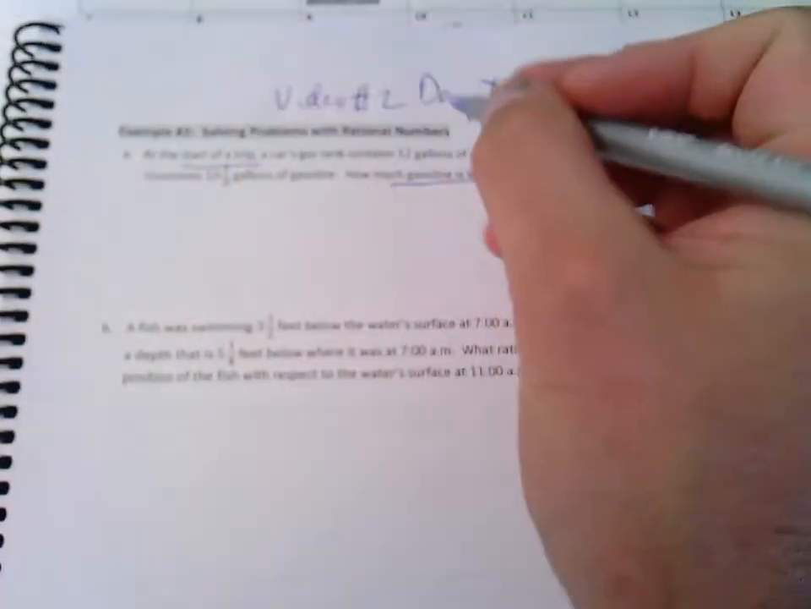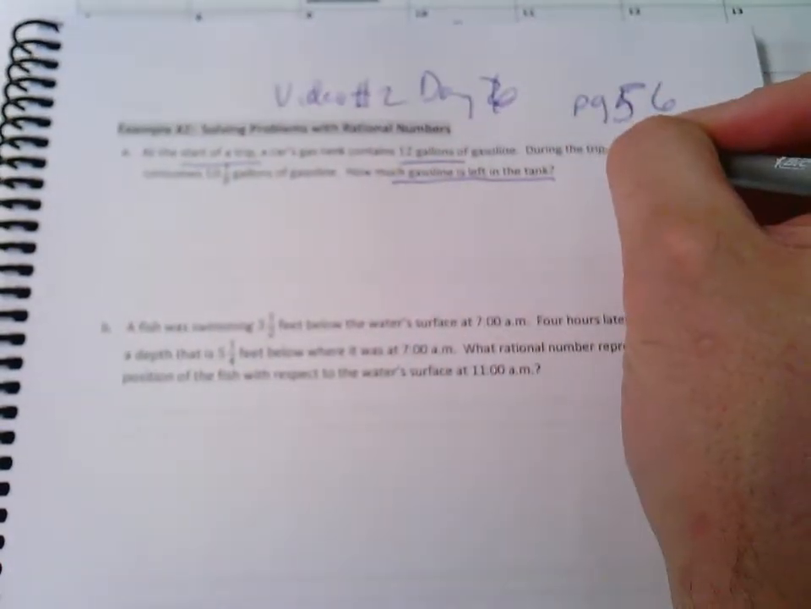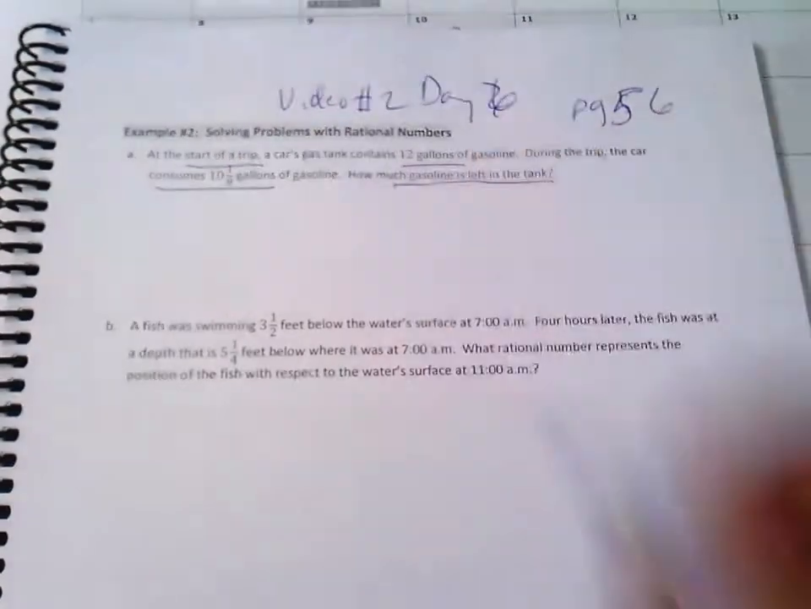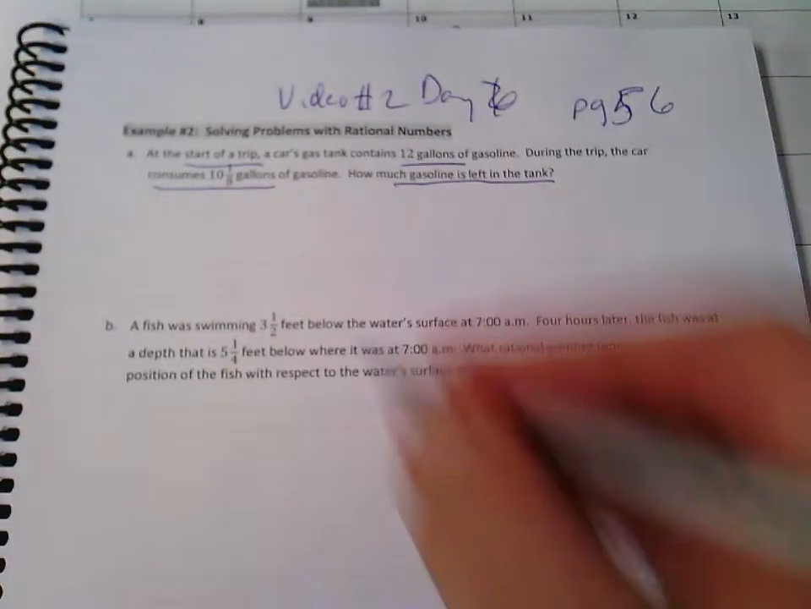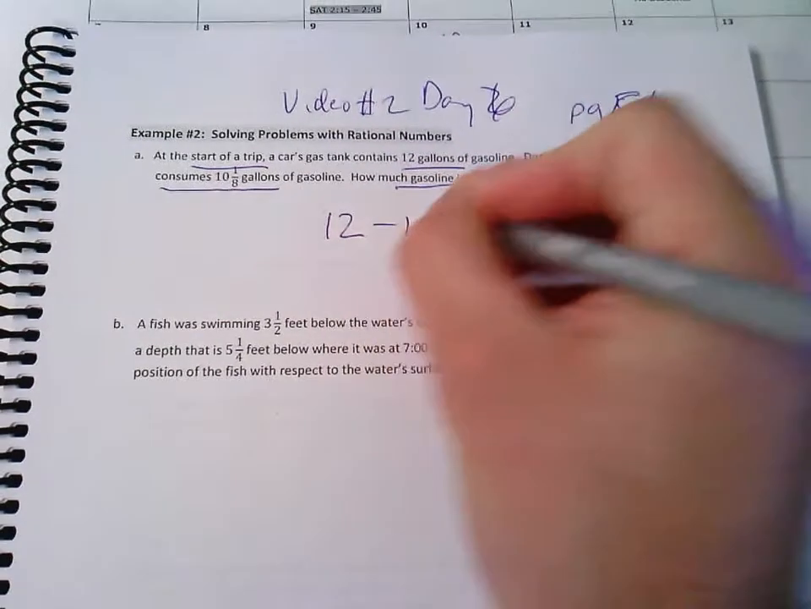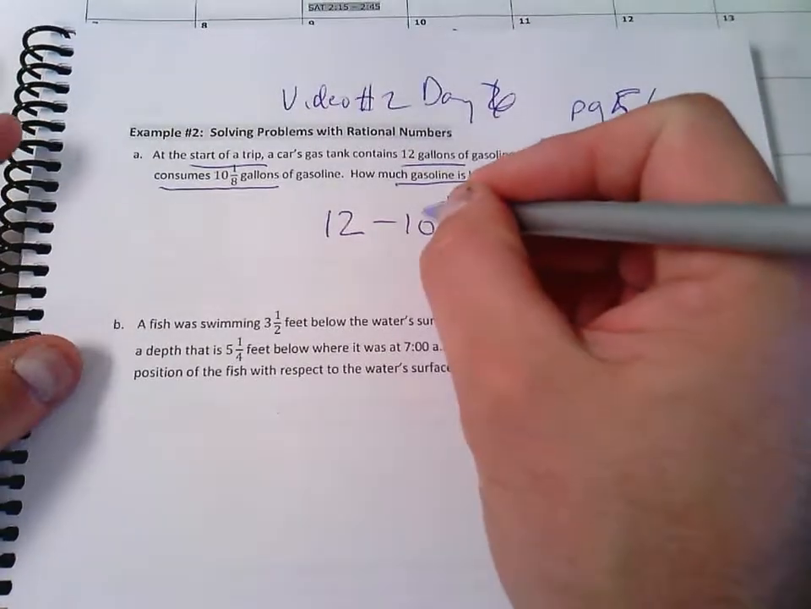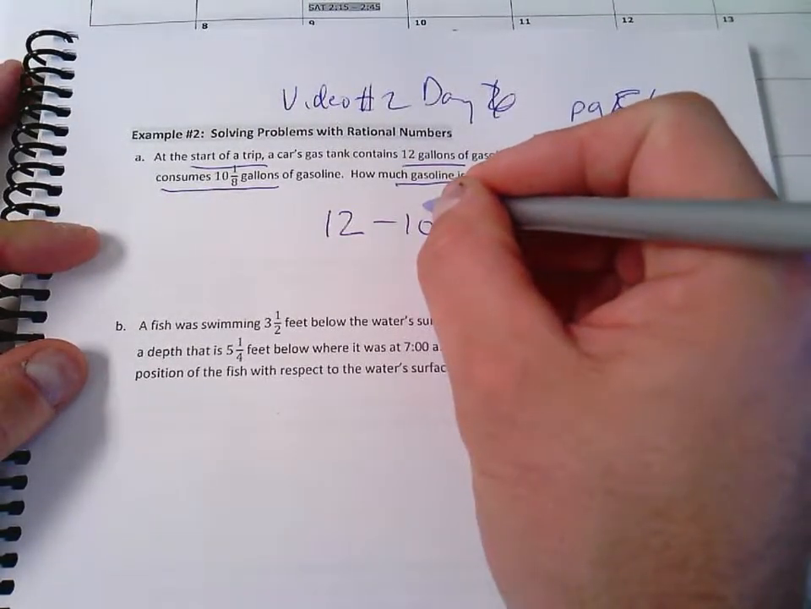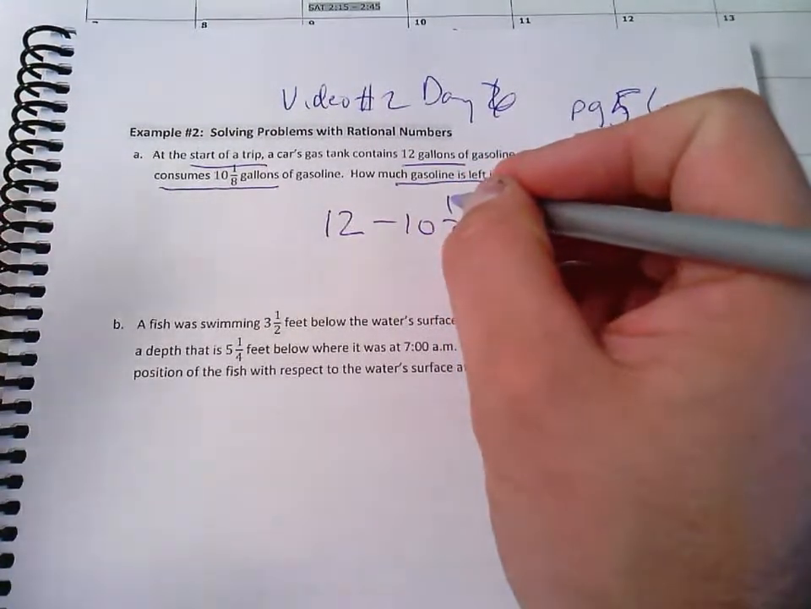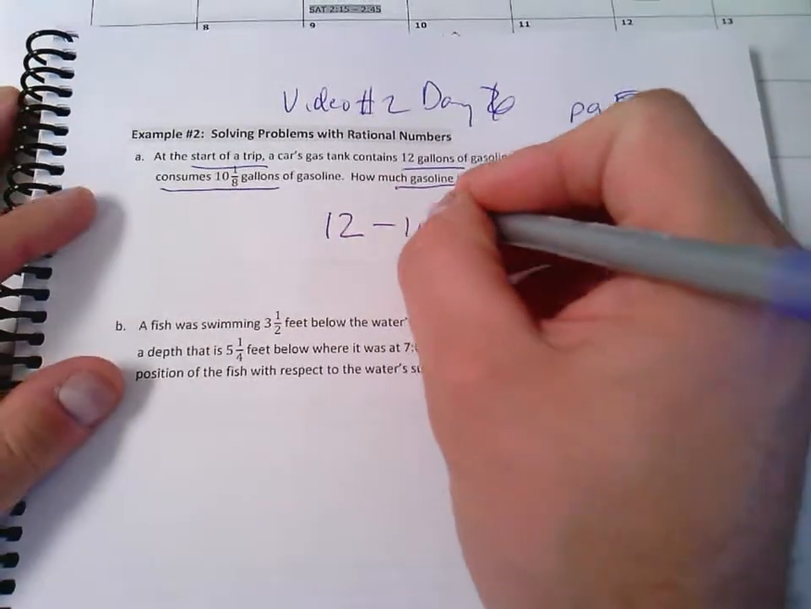Start of the trip: 12 gallons of gasoline. During the trip, the car consumes, and consume means used, 10 1/8. So we write 12 minus 10 1/8. Now, if we want to do the math by hand, I would challenge some of you to try it by hand. The more you rely on the calculator, the more there's a chance you're going to hit a wrong button.